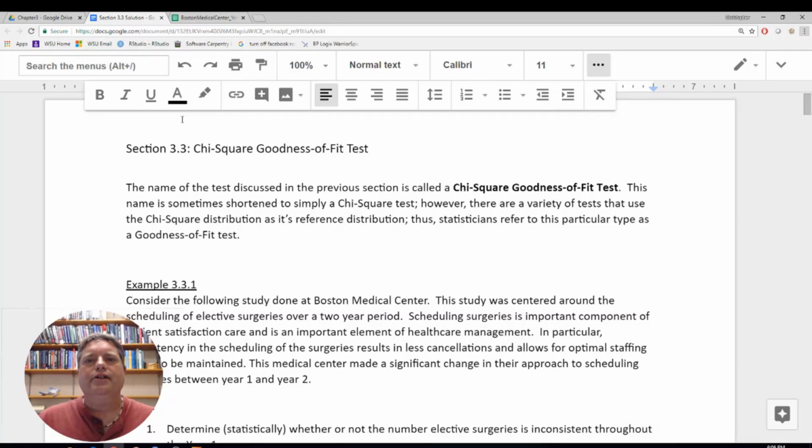Okay, let's go ahead and get started with section 3.3. In this section, we are just going to go through several examples of doing a chi-square goodness of fit test. Okay, let's go ahead and get started then.